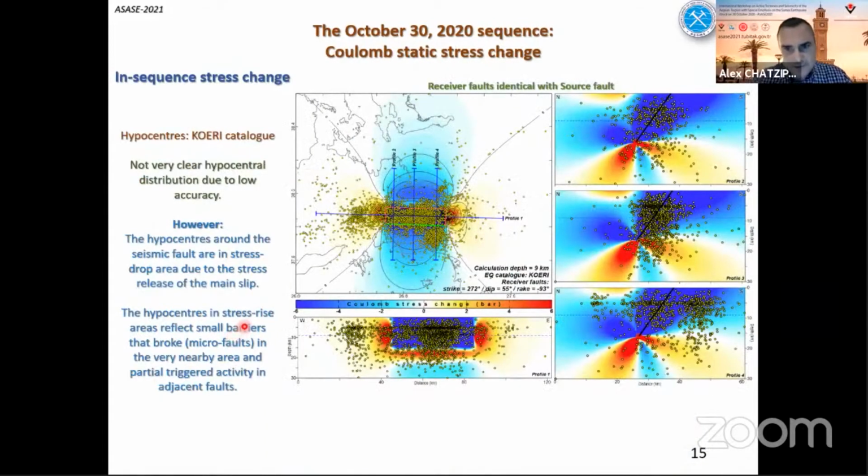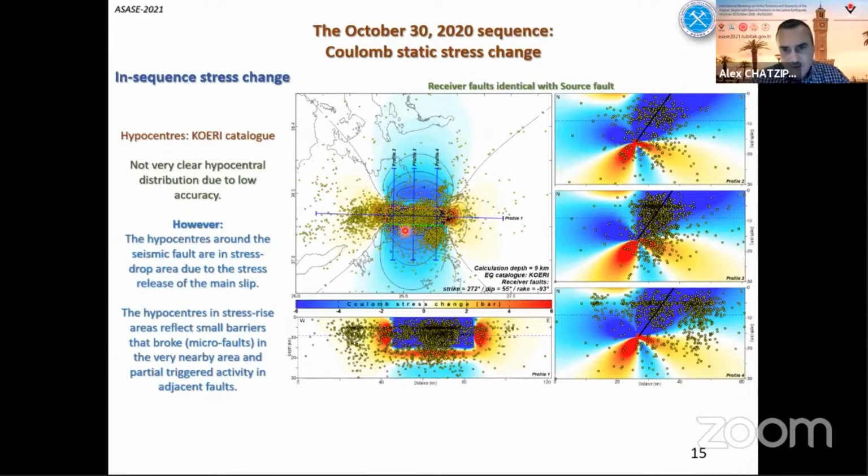So based on this source model, we tried to calculate the Coulomb static stress changes on the fault during the sequence, as well as off the fault, and post-sequence activity. These are the distributions of the Kandilli Observatory catalog. They are not relocated. However, we use them because there are a lot of them, and we can have a first approximation of the distribution of seismicity in the stress drop and stress rise areas.